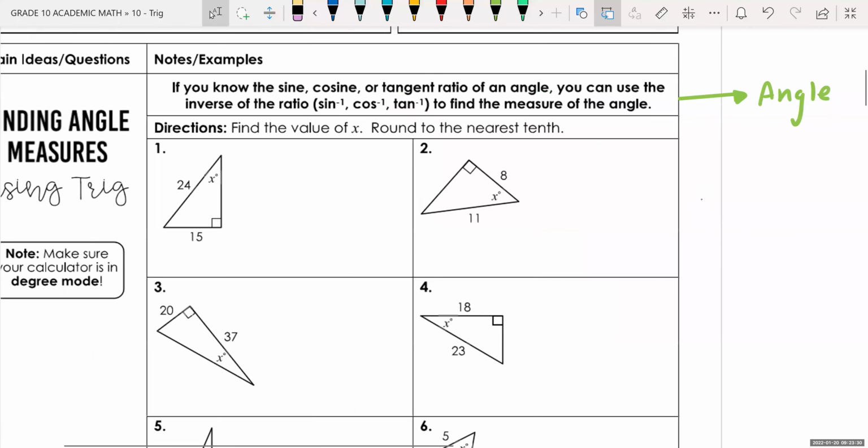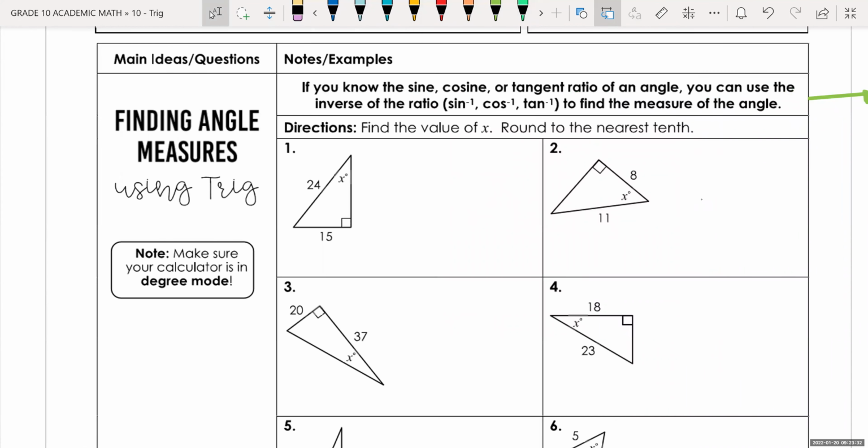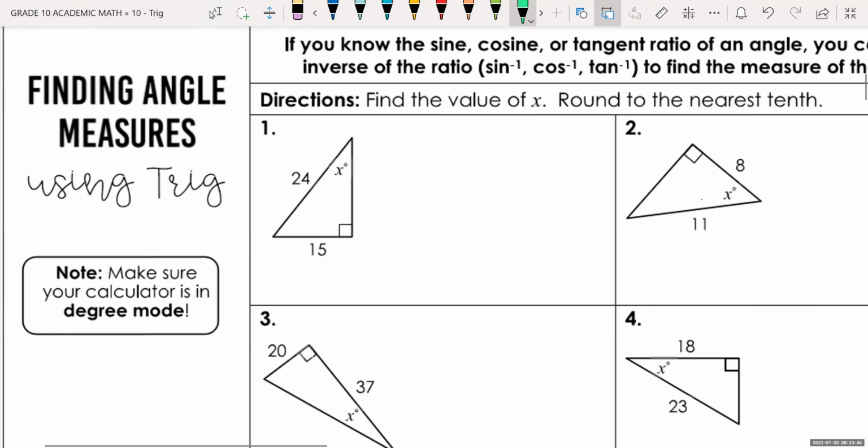All right, I think we've all found the button, so let's see how we're going to use it. By the way, make sure your calculator is in degree mode as well. So remember how yesterday we were changing it to DEG? Question number 1, we have a triangle. We're trying to figure out what the X is.